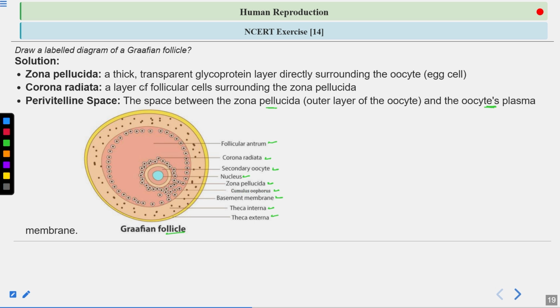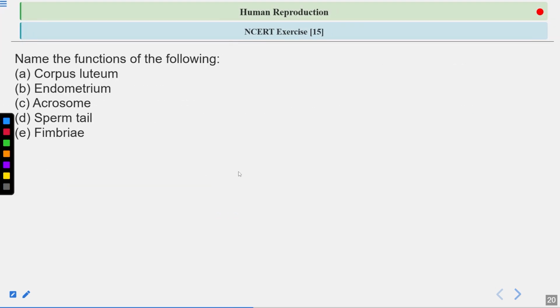Basically, theca externa is the outermost layer, and theca interna is the inner layer. Then you can tell about the secondary oocyte. The secondary oocyte is surrounded by the corona radiata and zona pellucida. Within the secondary oocyte, the nucleus is present. This is the antrum. Then you can tell about the basement membrane and cumulus oophorus also. Now name the functions of the following.